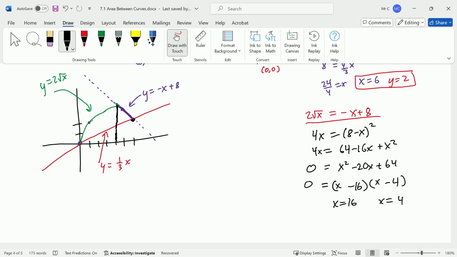All right, so at this point, when x is 4, I can integrate the left side using the green function as top and red as bottom. And then from 4 to 6, I integrate using the purple as my top function and the red as the bottom function. So I need 2 integrals, the integral from 0 to 4 of 2 times the square root of x, which is x to the 1/2 power, minus 1/3 x dx, plus the integral from 4 to 6 of negative x plus 8 minus the 1/3 x.